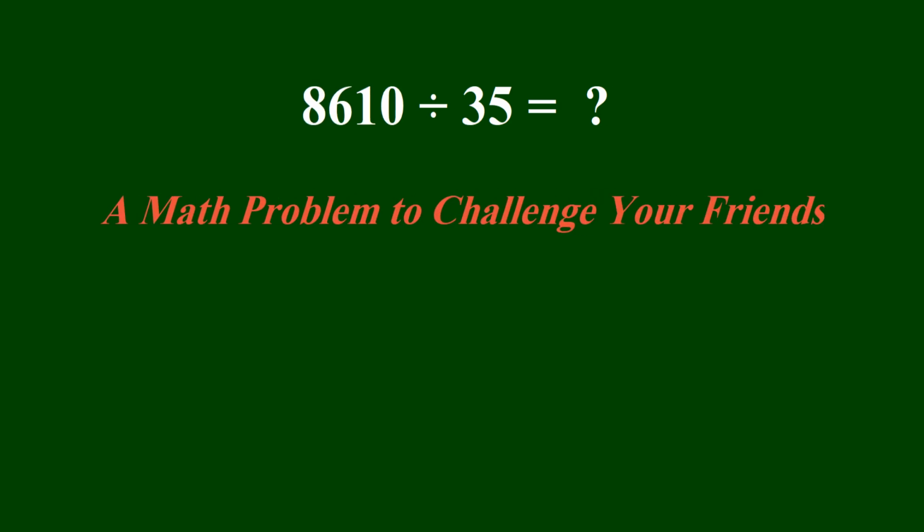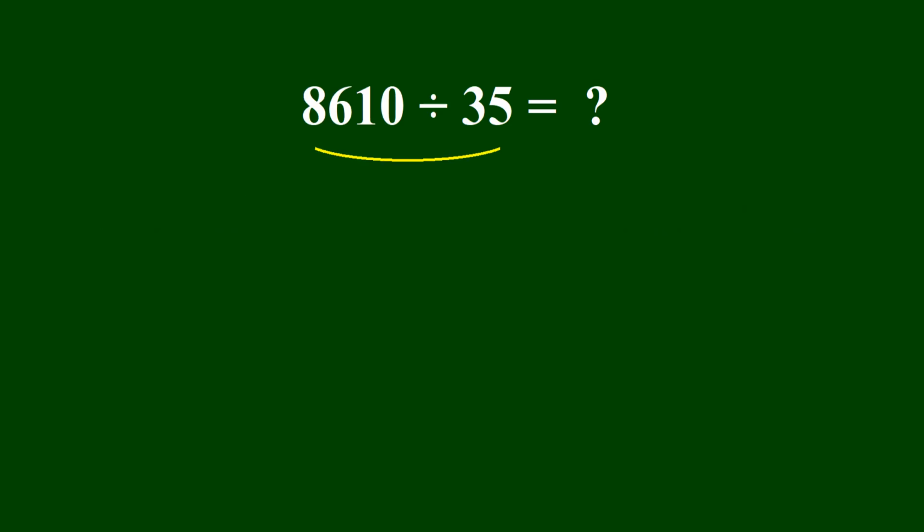In this unique clip, we want to calculate 8,610 divided by 35. To do this, we change this horizontal division sentence into the standard algorithm.